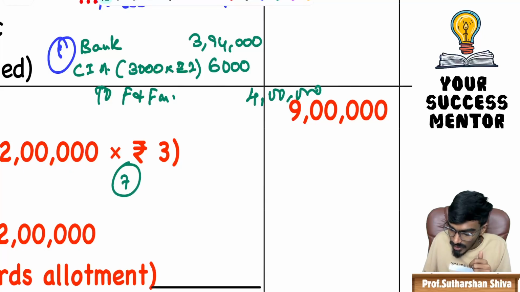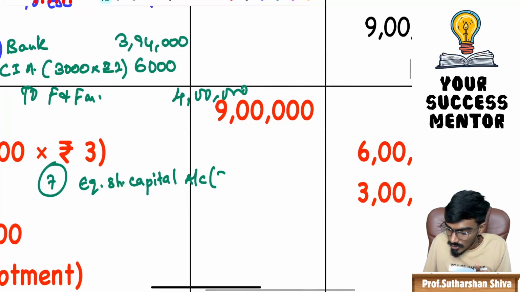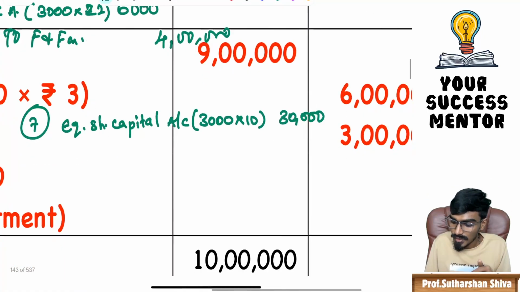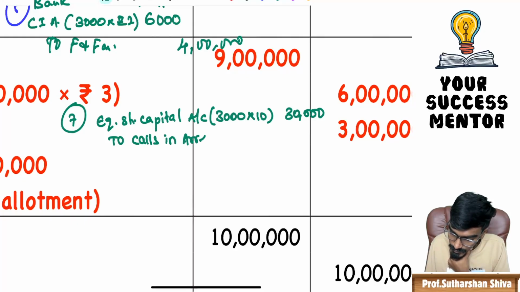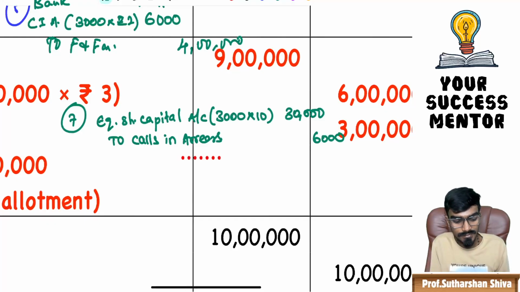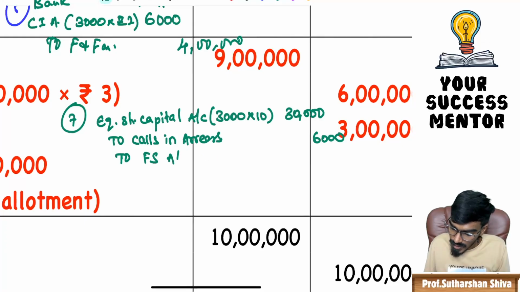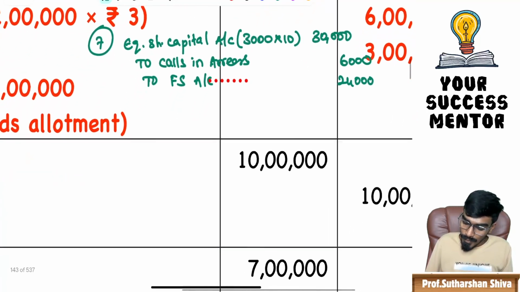Now you guys think and tell me how much is the equity share capital called up? All 10 rupees I called up. So it is 3,000 into 10, which will bring you 30,000. On that, how much is the call in arrears? 6,000. How much is in excess? 24,000 will be your forfeited shares account. Forfeited shares account is going to be your 24,000. Correct? Now we are making a reissue.